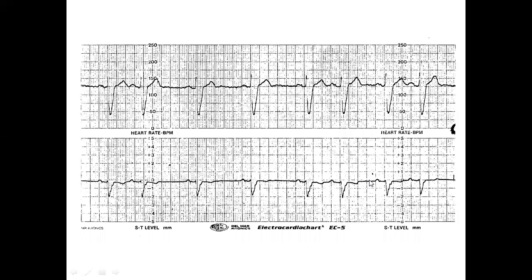How about this one? Two together, then the two together, then long like that. There's no P that's blocked. Again, we're seeing SA block. But PR is a little bit lengthening. So this is a dual level Wenckebach phenomenon.